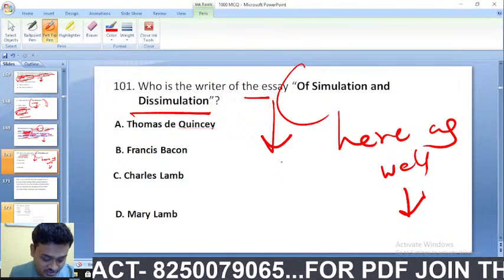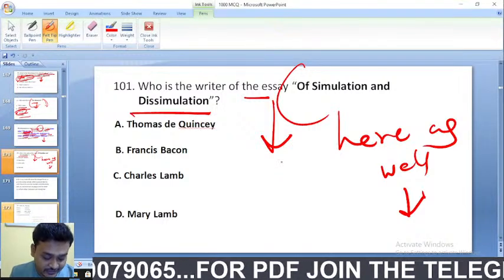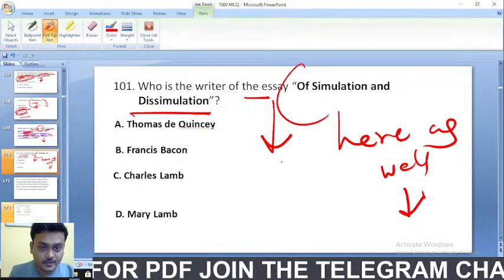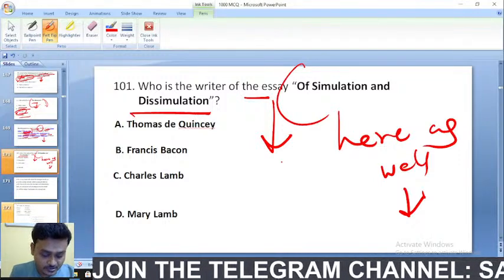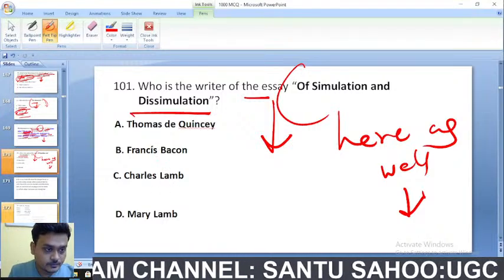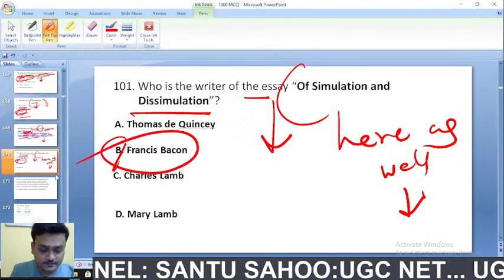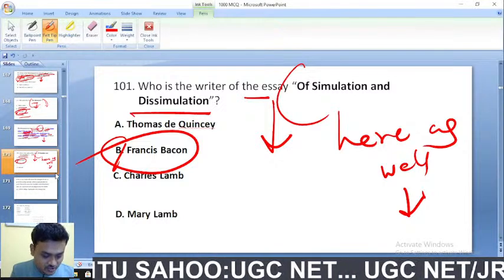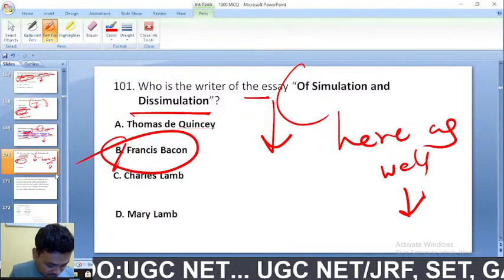Just like I have started Chaucer, okay, I will be covering every writer. Got it? Okay. Here it is, Francis Bacon. Yesterday I did Chaucer. So like that, I will be covering every writer.